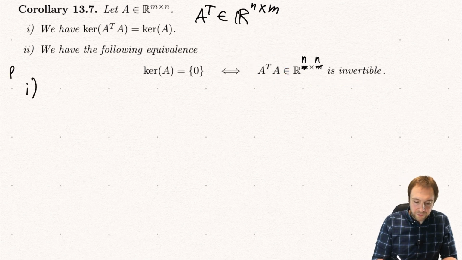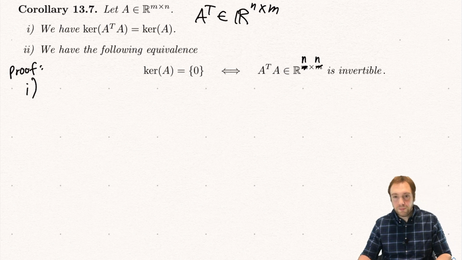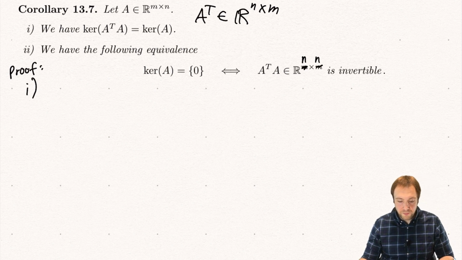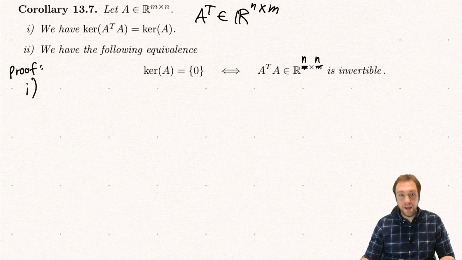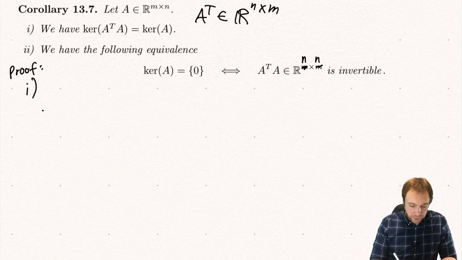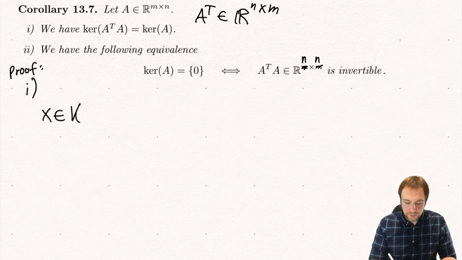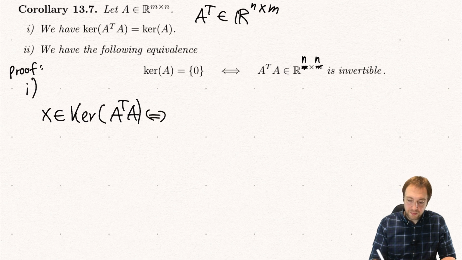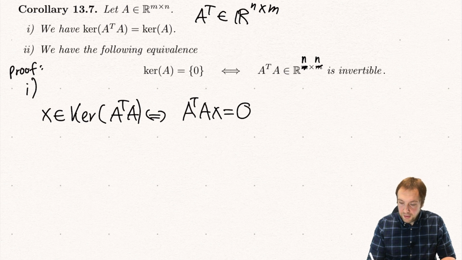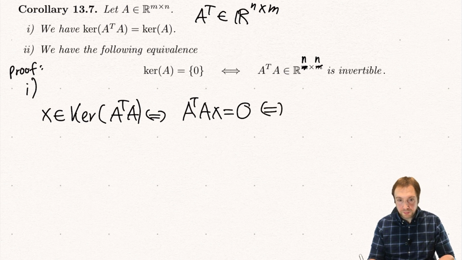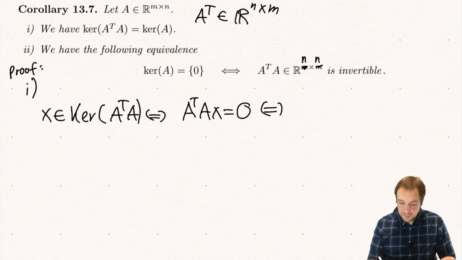Okay, so let's prove the first statement, that the kernel of A transpose times A is the same as the kernel of A. So again, we do a similar calculation. We start with x being in the kernel of A transpose A, and this by definition means that A transpose A times x equals 0. And this means that if I multiply this stuff here with A transpose, it's 0, and therefore AX is in the kernel of A transpose.